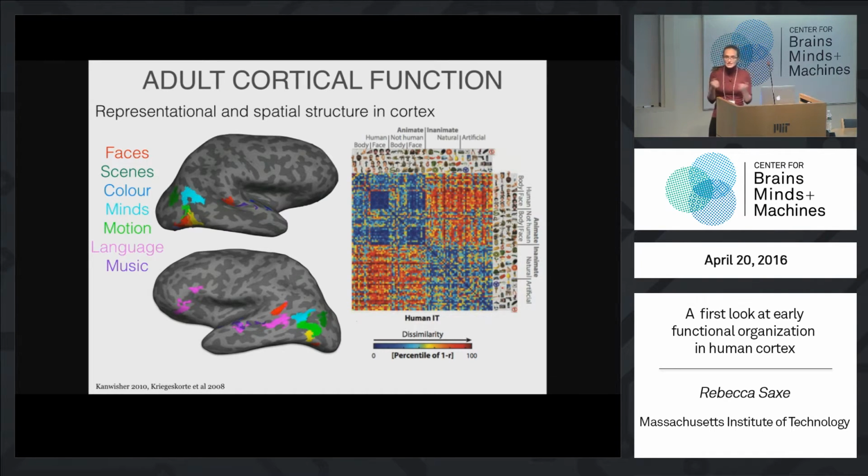And fMRI studies in adults, along with recording in non-human primates, have found amazingly systematic spatial and representational structure in cortex for higher order vision and social cognition. So the key question is, where does this spatial and representational structure come from? How does it develop? And scanning down to the age of 4 or 5 suggests that by the time children are 4 or 5 years old, basically this whole structure is already present. So if we're going to study its earliest moments of development, we have to study it earlier, at the time of critical change in human infants.